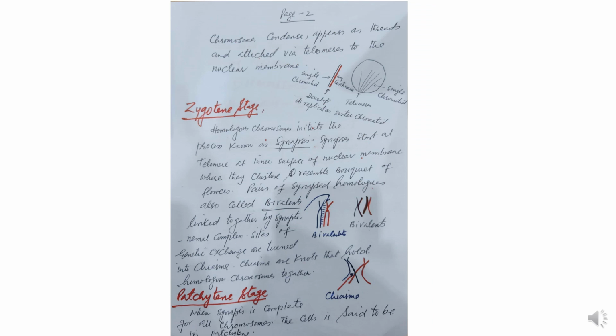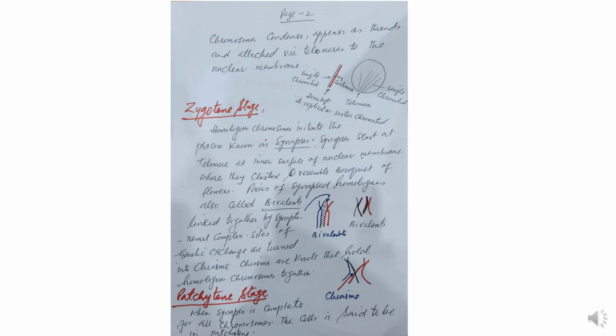They make a cross like this. They make a cross and exchange their genetic material. The point of crossing is given the name chiasma. Genetic exchange turns into chiasma. What is chiasma? Chiasmata are knots that hold homologous chromosomes together. Pachytene stage.